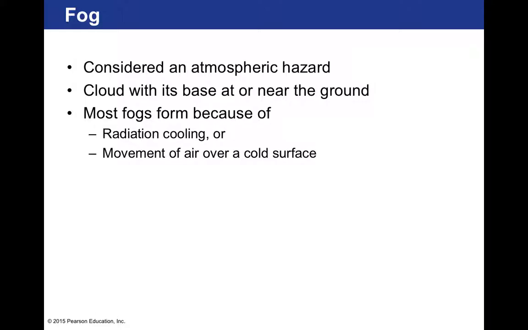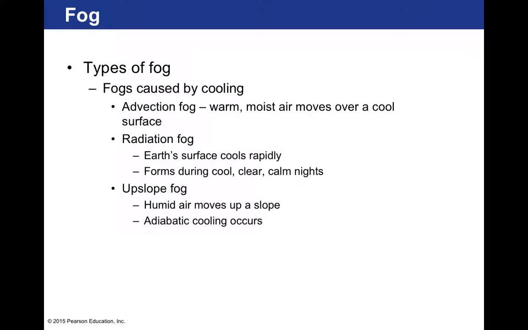Moving on to fog. This is considered an atmospheric hazard because it's a cloud with its base at or near the ground. Most fogs form because of either radiation cooling or movement of air over a cold surface. There are different types of fog. We have advection fog. This is when warm, moist air moves over a cool surface. Radiation fog is when Earth's surface cools rapidly, so this forms during cool, clear, calm nights.